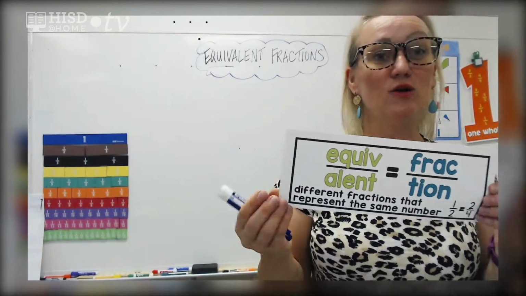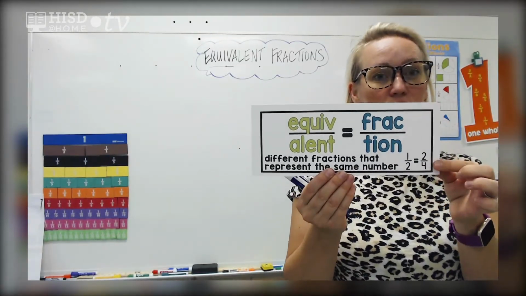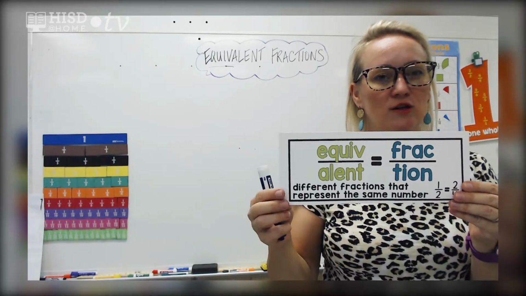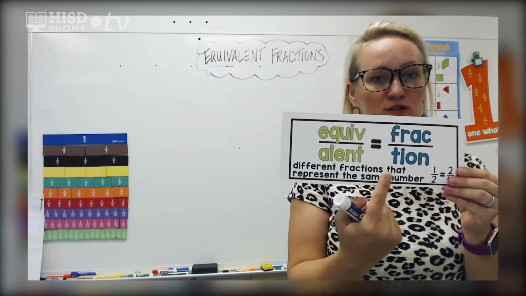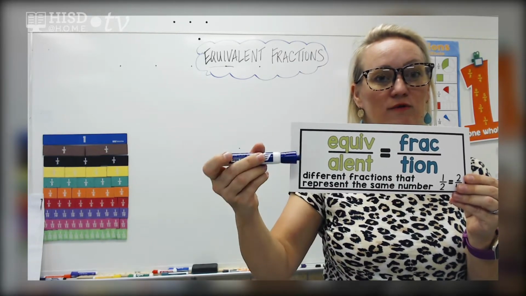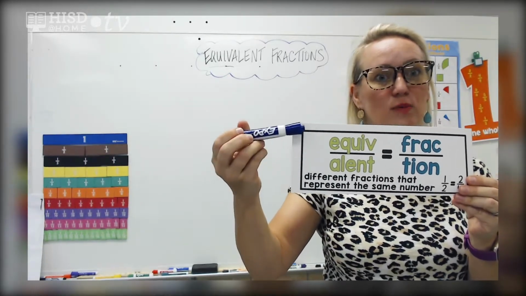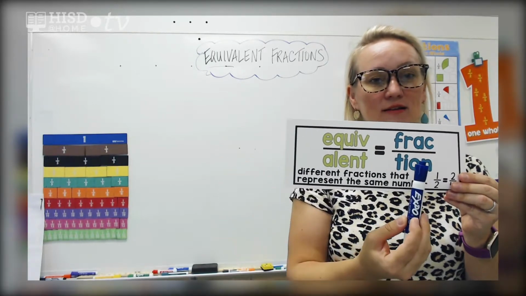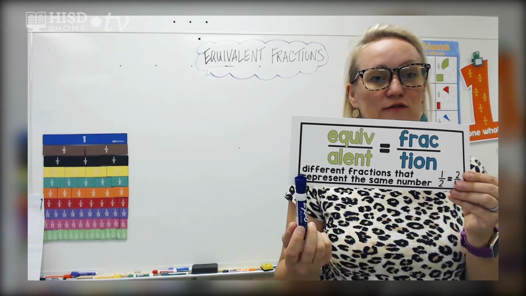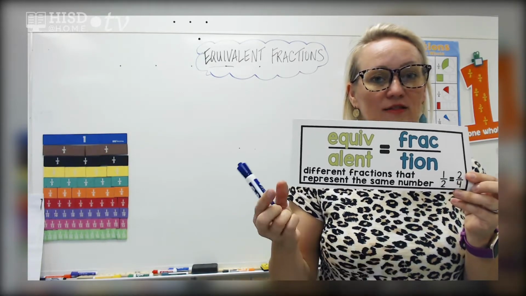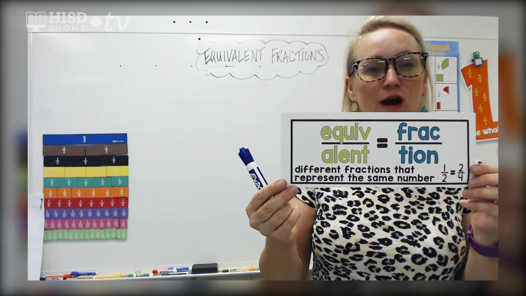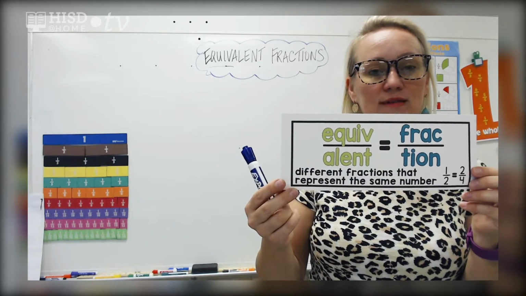I have this really great vocabulary card that I want to look at together, just so we set the stage for what we're about to learn. Equivalent fractions. Notice they chopped up the word here to show that it's part over whole, and it's going to equal the fraction. Basically, they're different fractions that represent the same number. Let's read that again together. Different fractions that represent the same number.